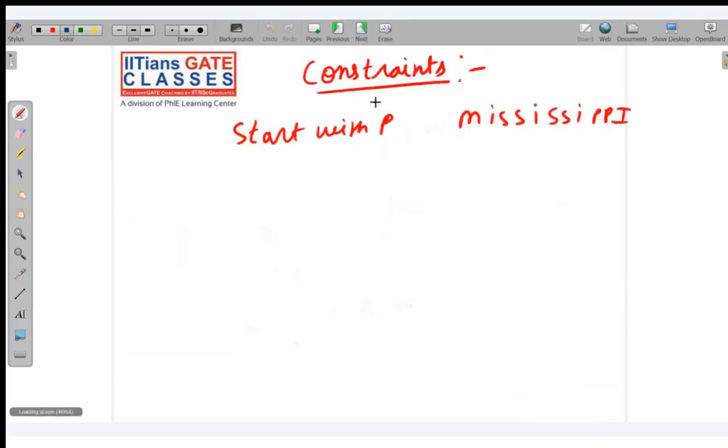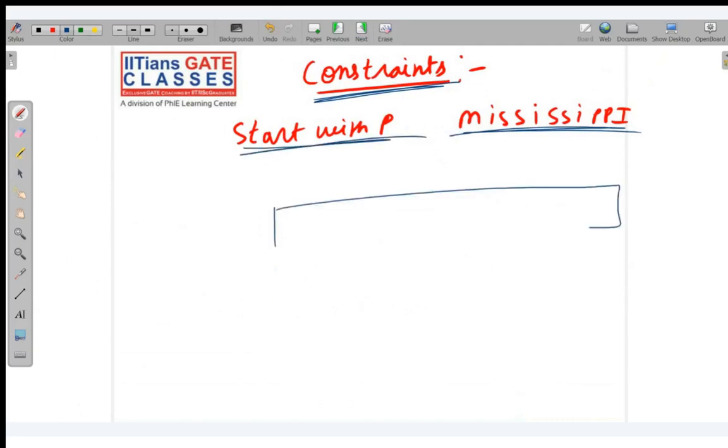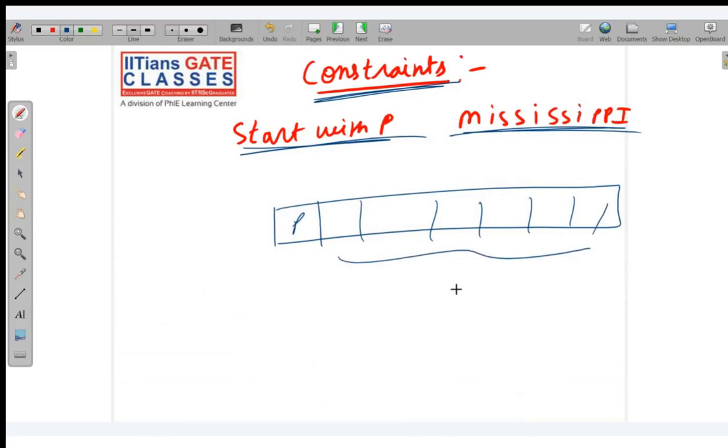Next, I will apply some constraints on this Mississippi problem. Start with P. What if we say start with P? So simply we will make a box like this. So start with P. For the rest, how many are remaining? 10, because we have taken 1 P. Obviously the total was 11, so 1 P we have taken. How many places are left? 10 places, or 10 letters are left. So obviously 10 factorial ways to arrange them.